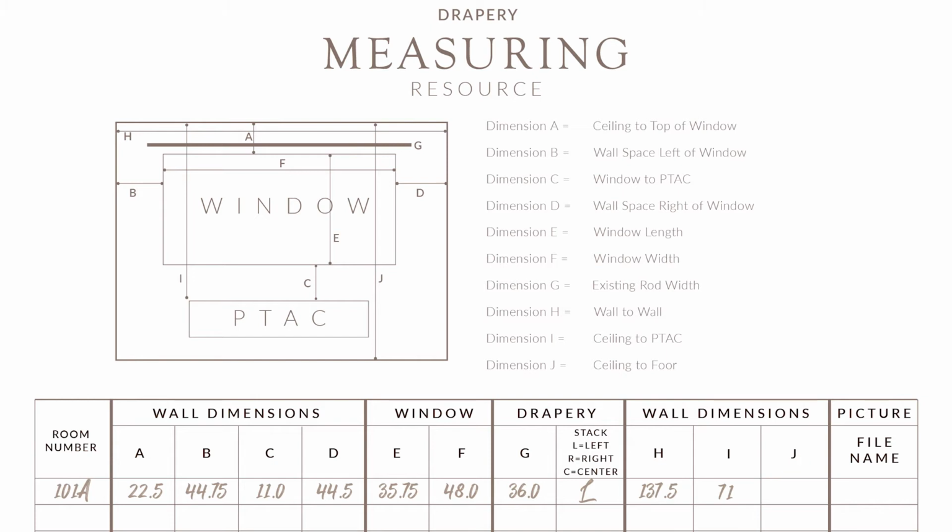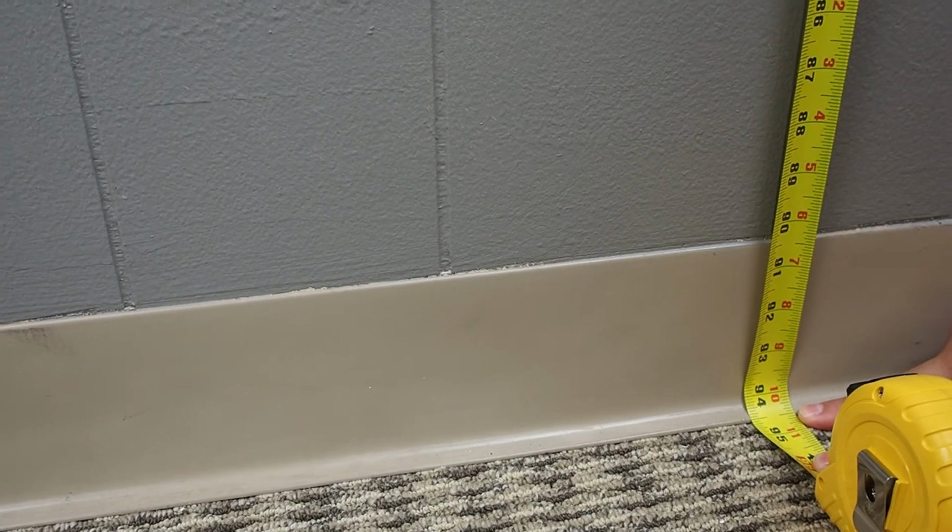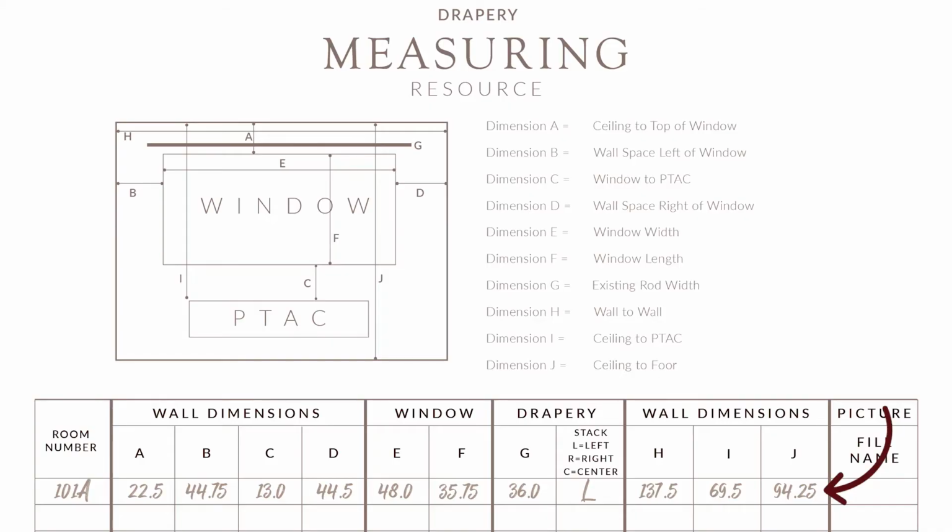Our last measurement is the ceiling to floor measurement. Measure from the ceiling all the way until you reach the finished floor. For this window, this measure is 94 1/4 inches.